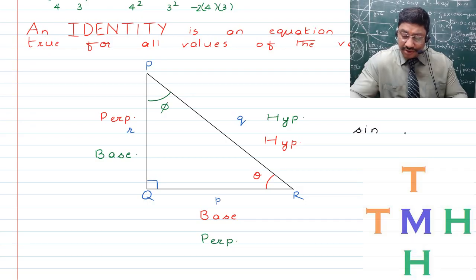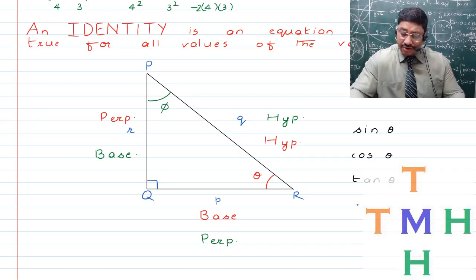Here we have trigonometrical ratios of sine of, say, some angle theta. Then we have the trigonometrical ratio of cos of angle theta. Then we have the trigonometrical ratio of tan of angle theta. Then we have the trigonometrical ratio of cot of angle theta. Then we have the trigonometrical ratio of sec of angle theta. And then we have the trigonometrical ratio of cosec of angle theta.